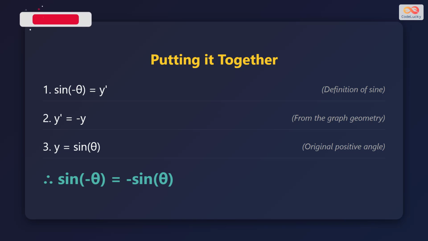Now we can write the proof algebraically. We know sine of negative theta is our new y-coordinate, which we saw is equal to negative y. Since y is just sine of theta, we can substitute that back in. Therefore, sine of negative theta equals negative sine of theta.